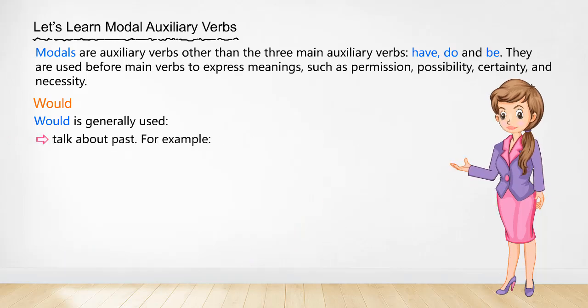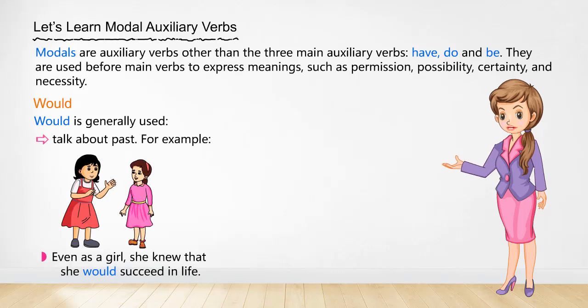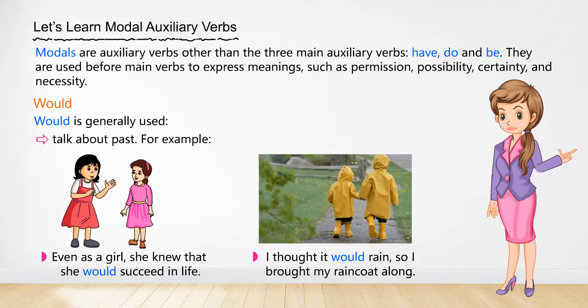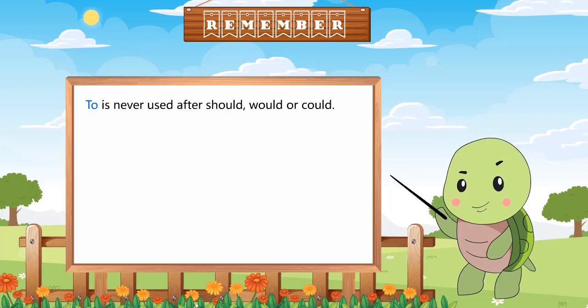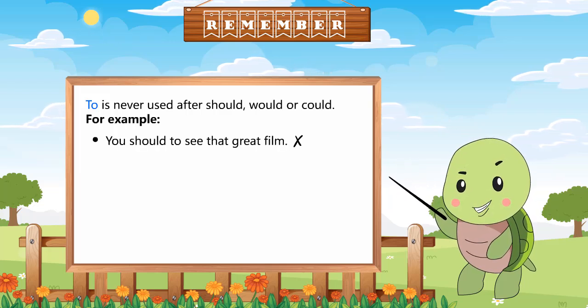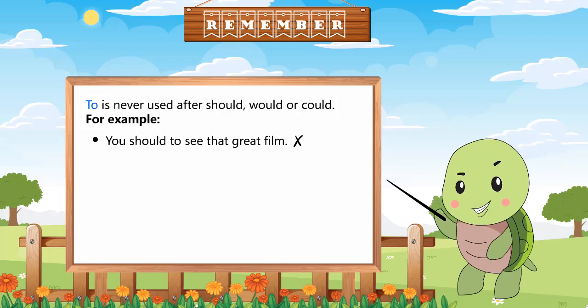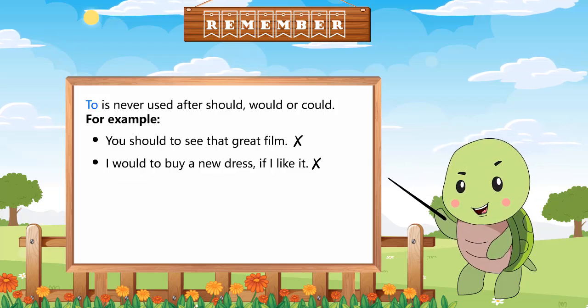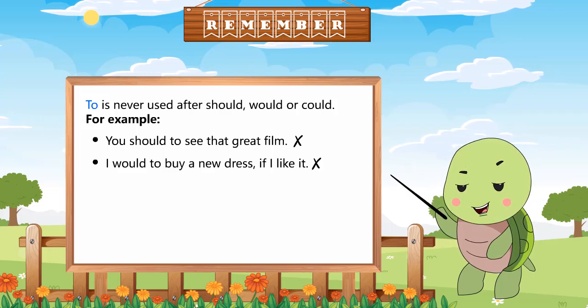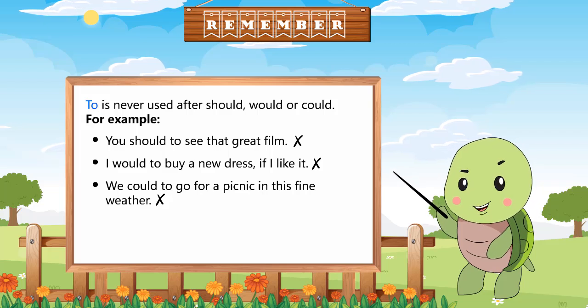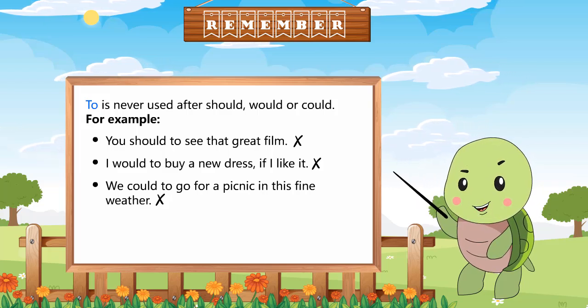To talk about the past. For example, even as a girl, she knew that she would succeed in life. I thought it would rain, so I brought my raincoat along. Remember, to is never used after should, would, or could. For example, you should to see that great film. Wrong. I would to buy a new dress if I like it. Wrong. We could to go for a picnic in this fine weather. Wrong.